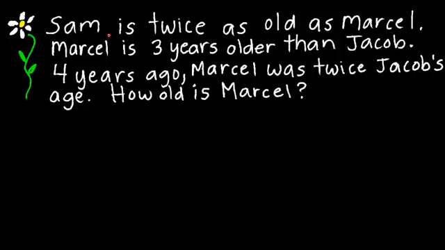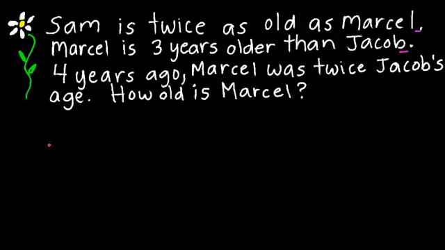In this case, Sam is twice as old as Marcel. So we know that between those two, Marcel is a little younger. Then it goes on, it says Marcel is 3 years older than Jacob. So between those two, Jacob's younger. So overall, Jacob is the youngest, then Marcel, and then Sam.